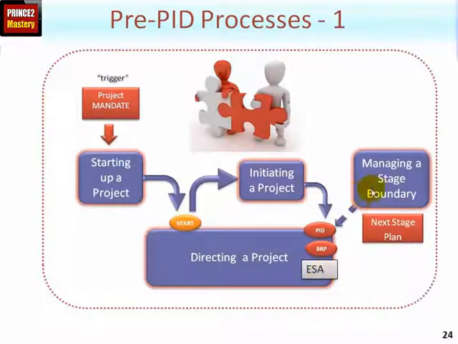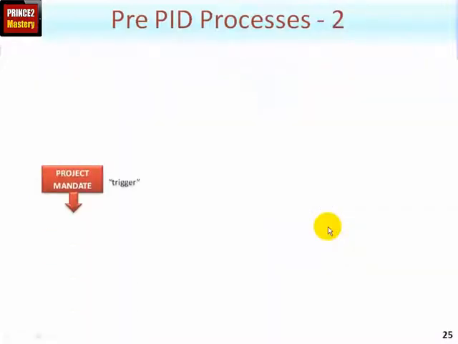Also, you'll recall the project manager will need to go to the managing a stage boundary process and, amongst other things, produce the next stage plan. So the project board have two things to do here. The first is to authorize the project by signing off the PID, and the second is to authorize the stage plan. These will often occur at the same meeting. So there we have it, at a fairly high level, what occurs up to and including the point where the PID is signed off. Let's drill down into even more detail.